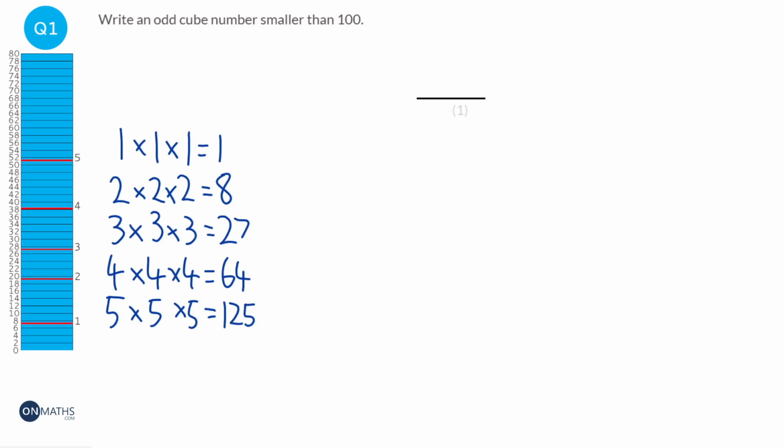This question asks us to find an odd cube number that is smaller than 100. It has to be odd, so that gets rid of the 8 and the 64. And it has to be smaller than 100, so that gets rid of the 125. So I can either write down 1, which would be a fine answer, or 27. I'm going to go for 1.